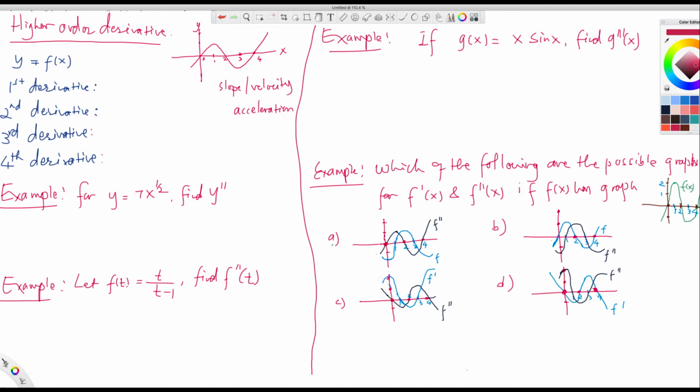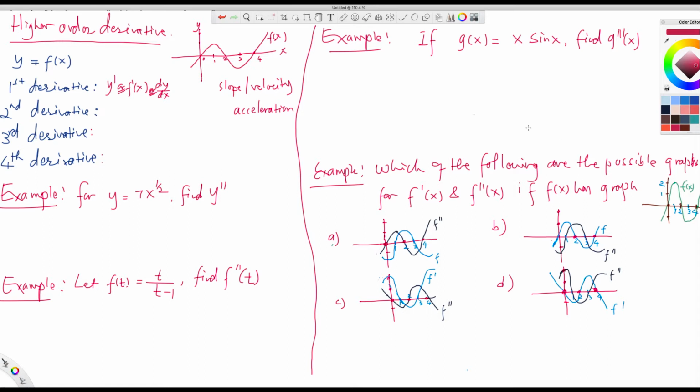Next, let us talk a little bit about the higher order derivative. Suppose y equals f of x is a function whose graph is given like this. How do we denote the first derivative? The first derivative is denoted by y prime or f prime of x, or sometimes by dy over dx. These are the notations we use.